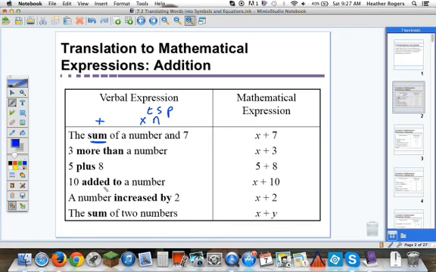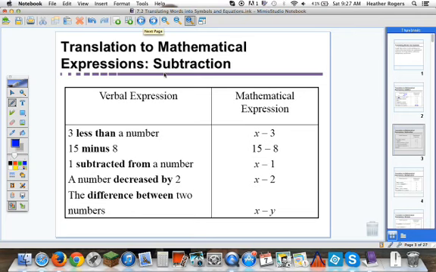Plus, we know, is addition, that's first grade stuff, the first way you learn to add. 10 added to a number, a number increased by 2, and then of course the sum of two numbers, which now means two numbers are unknown, so we're going to use two variables, x and y suffice. All right, so that's the operations for addition.